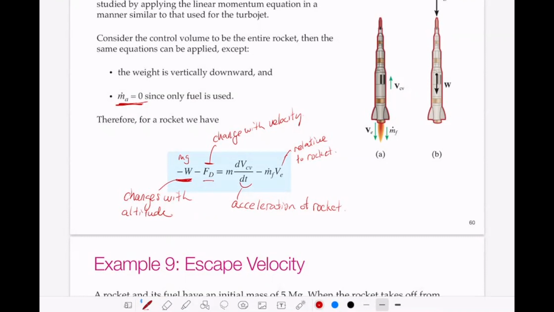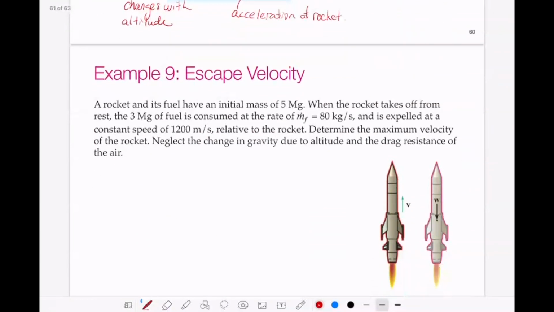The acceleration of the rocket, that's exactly what it's going to be. And then the mass flow rate of fuel and the velocity of ejection, that's the momentum of the fuel leaving the rocket. Those are pretty much constant. Those aren't going to change too much in real numbers from what we calculate here. What adds a lot of complexity is this, the external forces acting on the control volume.